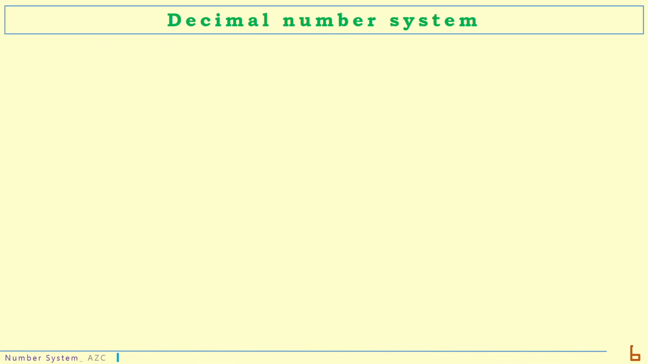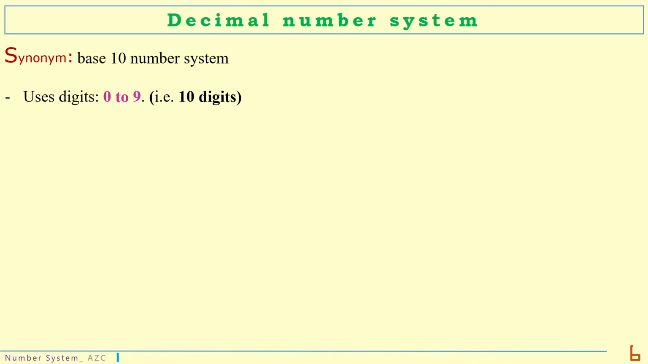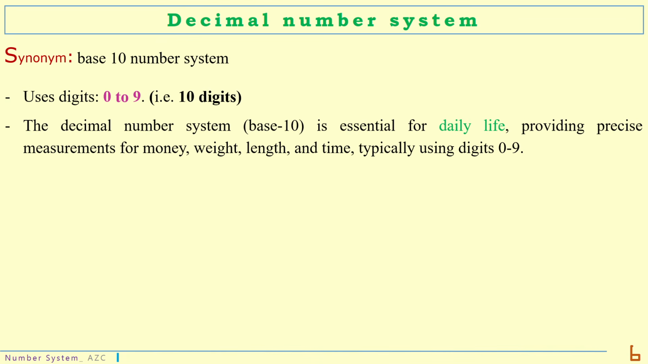Decimal number system. Synonym is base 10 number system. Decimal number system uses digits 0 to 9. That means there are total 10 digits. The decimal number system is essential for daily life, providing precise measurements for money, weight, length, and time, typically using digits 0 to 9.